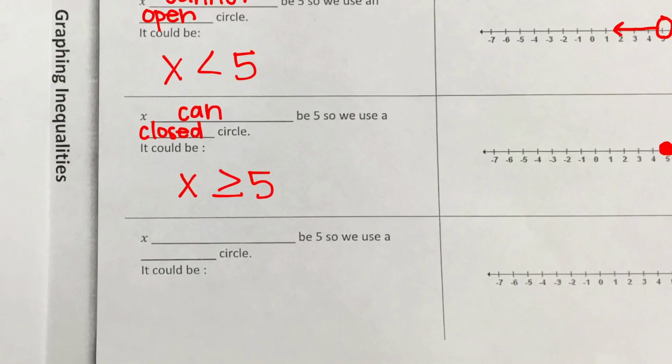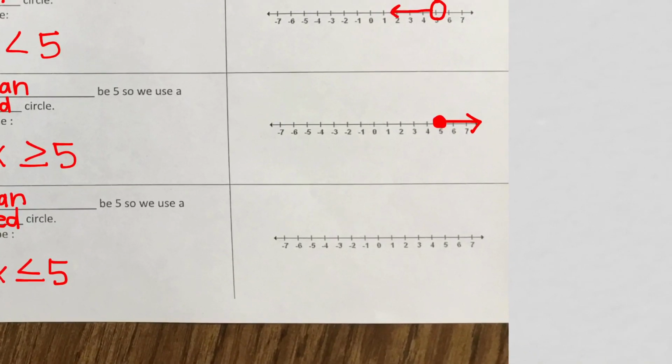Right? And so then the last one is x is less than or equal to 5. Can it equal 5? Yes. So I'm going to use a closed circle. So again, I'm going to come over here and I'm going to make a circle. Make it big enough that you can tell what it is. Don't just make a tiny dot. But you don't want to make it so big that it covers up all the numbers. Then it's less than, so it's going to go that way. That's how I'd graph it.